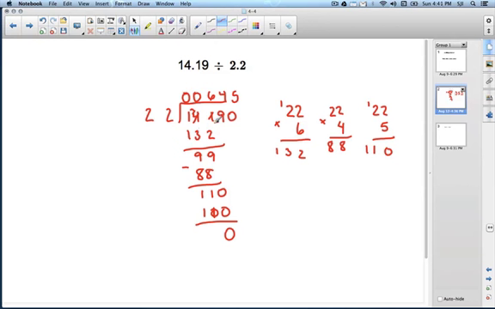Now remember, we just have to put the decimal in, so we're going to bring the decimal point straight up, and we're going to get 6.45. So that means 14.19 divided by 2.2 is 6.45.